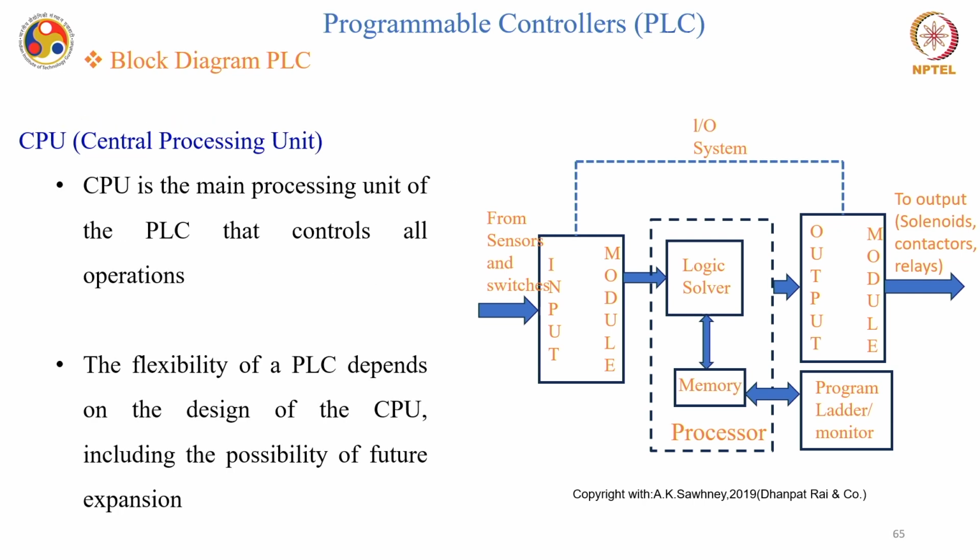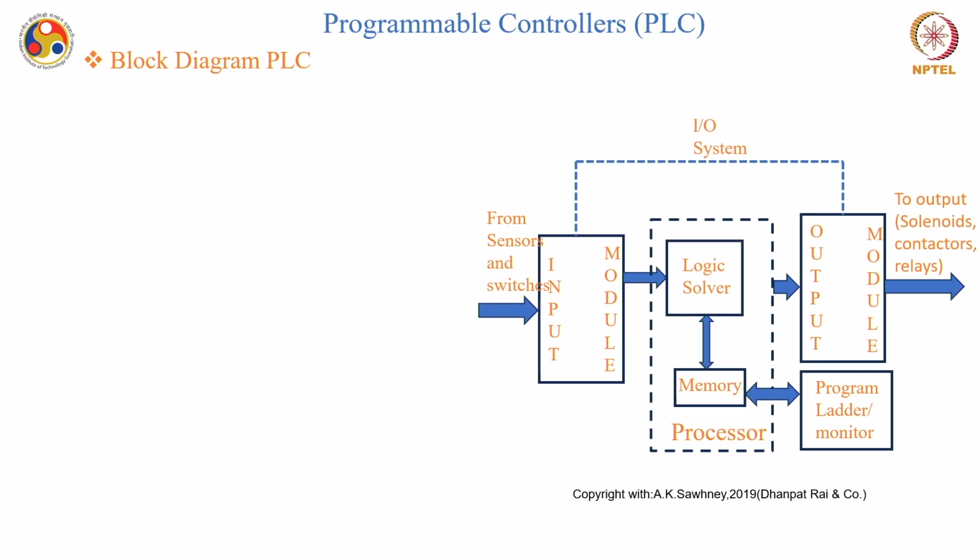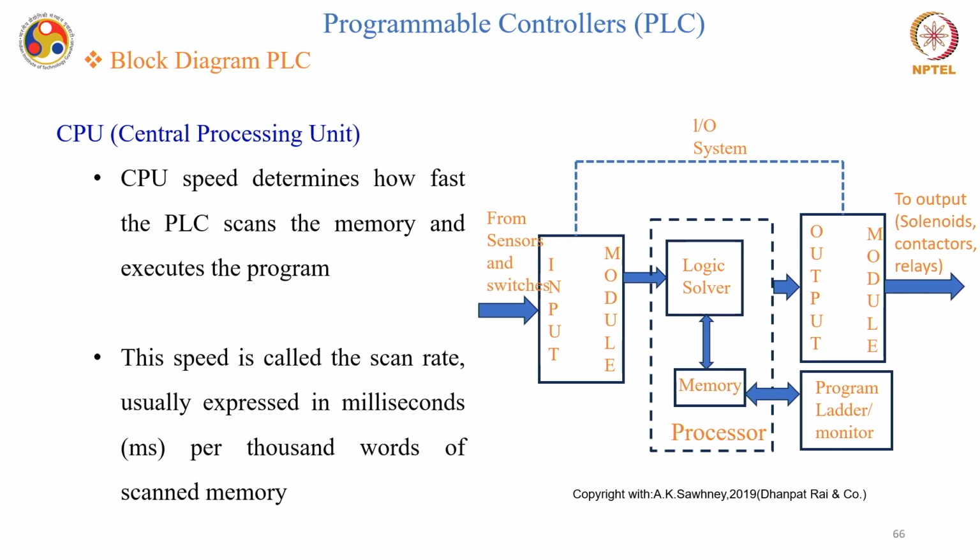Then we have the CPU in this processor, which, as the name suggests, the central processing unit, is the main processing unit of the PLC, which controls all operations going on. The flexibility of the PLC depends on the design of the CPU, including the possibility of any kind of future expansion in this PLC.